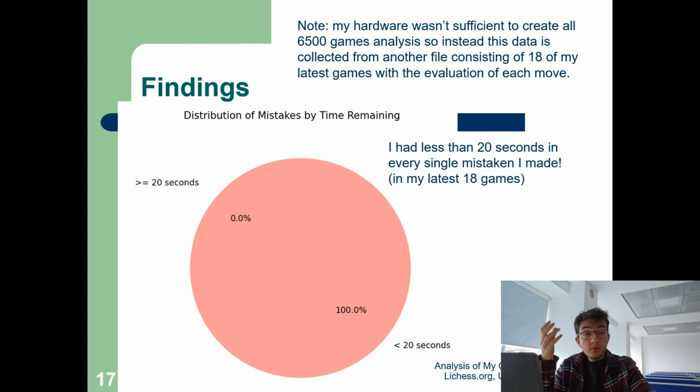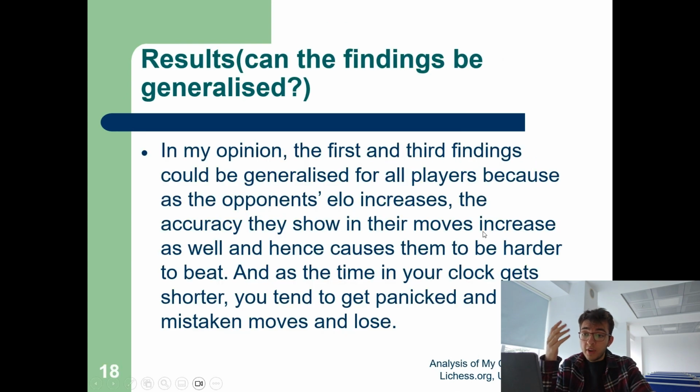So, can these findings be generalized? In my opinion, the first and third findings could be generalized for all players because as the opponent's elo increases, the accuracy they show in their moves increases as well, and hence makes them harder to beat. And as the time on your clock gets shorter, you tend to panic and make mistaken moves and lose.